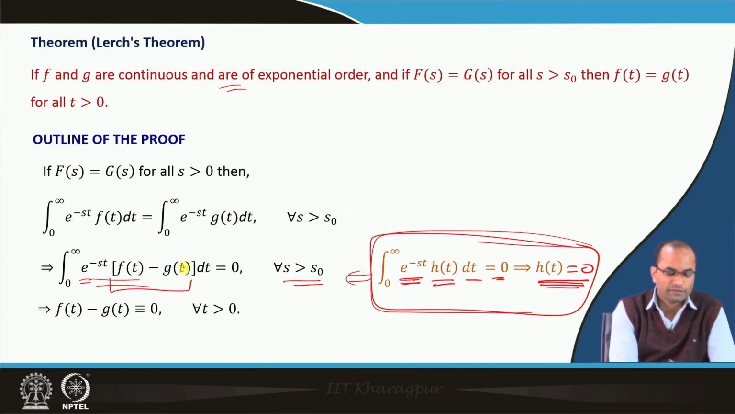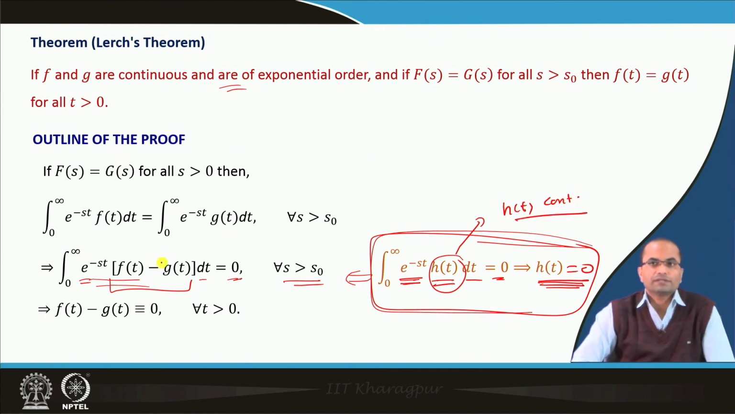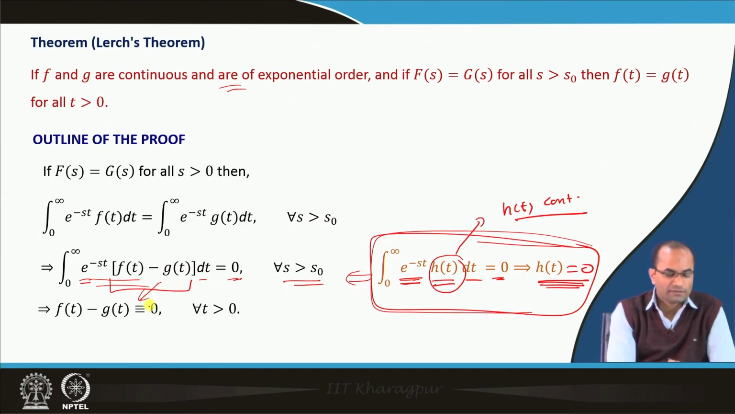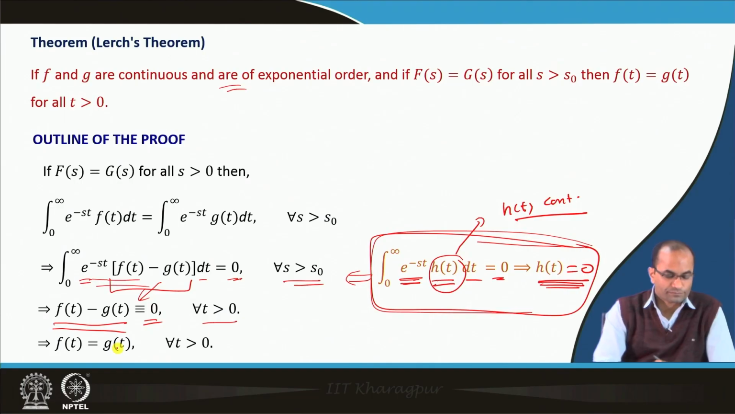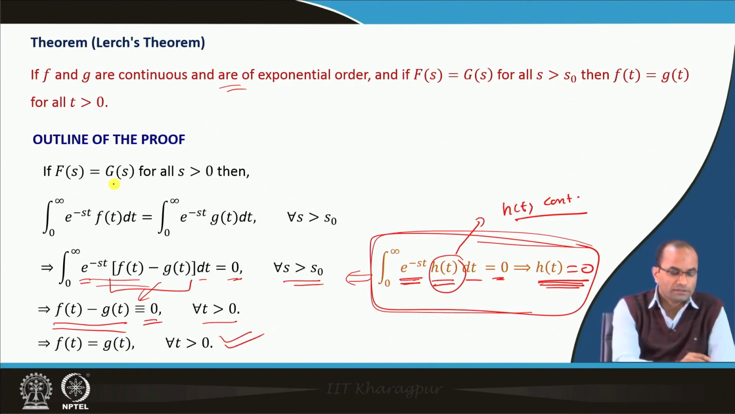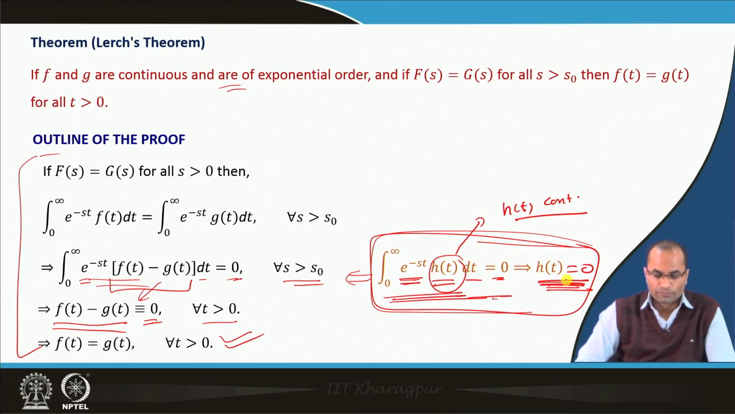When we have the integral of e to the power minus s t h(t) dt equal to 0, this will imply that h(t) is equal to 0. So, having this result with us, we have e to the power minus s t times the function f(t) minus g(t) dt equal to 0, and this holds because h(t) is continuous. In this case we also have this continuity, because f and g are continuous. So, in that case we can say that f(t) minus g(t) is identically 0 for all t, that means f(t) equals g(t) for all t. So, this is the outline of the proof, but we have to show that the integral of e to the power minus s t h(t) dt equal to 0 implies that h(t) equals 0.